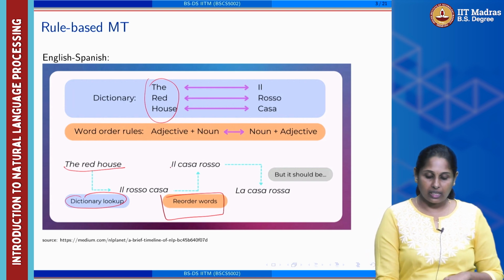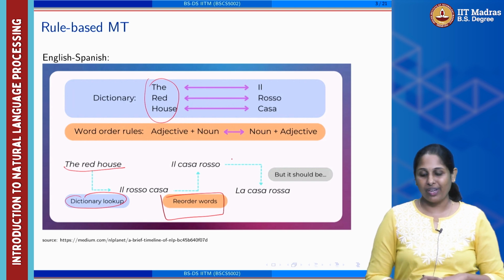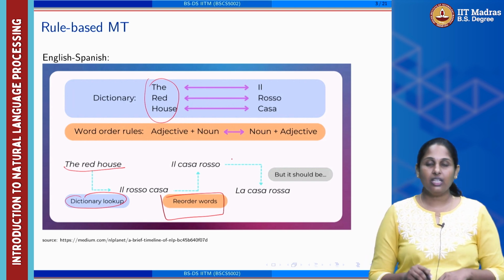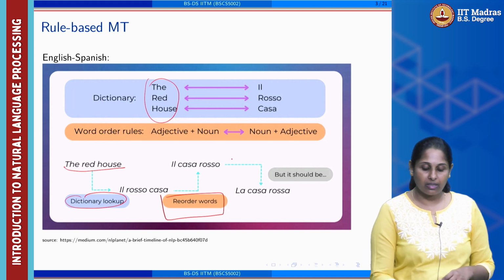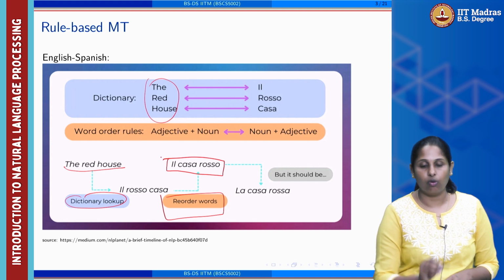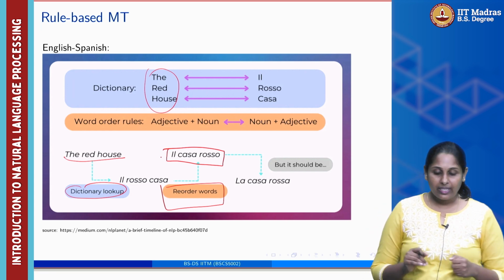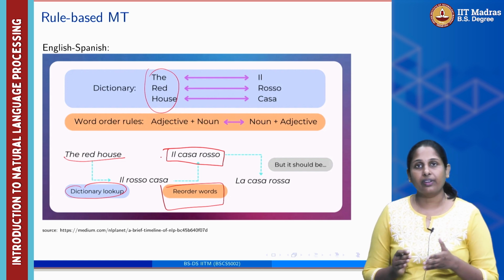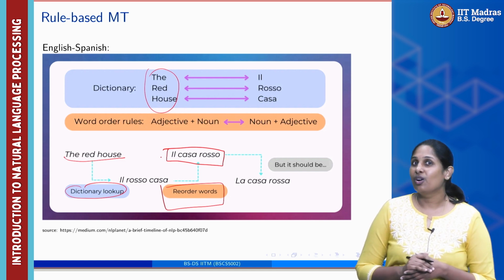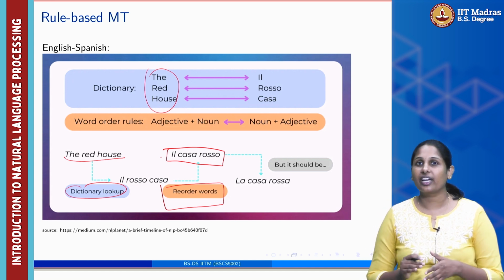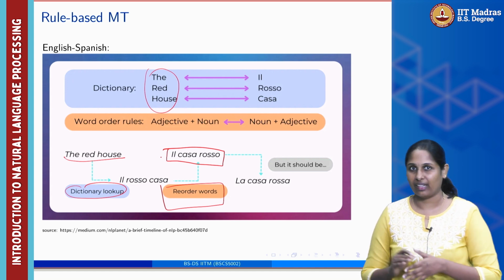So, finally, you are getting la il casa rosa, but it should be la casa rosa because casa is a feminine noun, right? So, the dictionary lookup together with simple word ordering helps us achieve this kind of output. Now, what is happening in this kind of research is that the output that we get from the machine shows there is a lot of semantic barrier. It is not able to generate text similar to the target language, right?